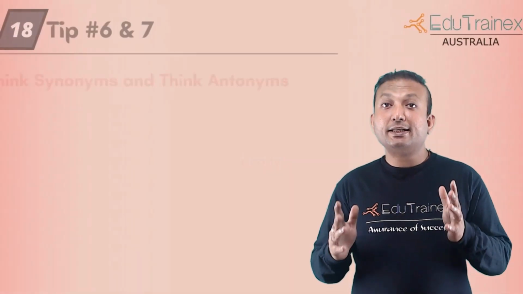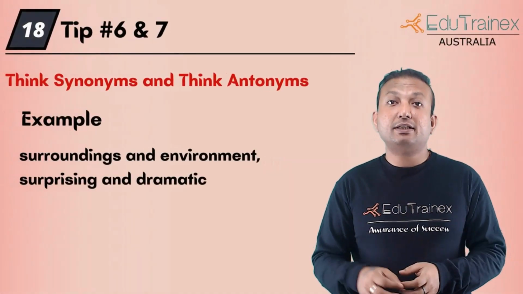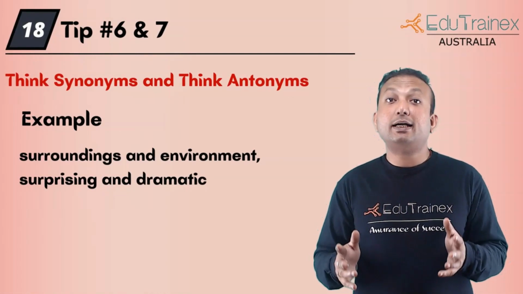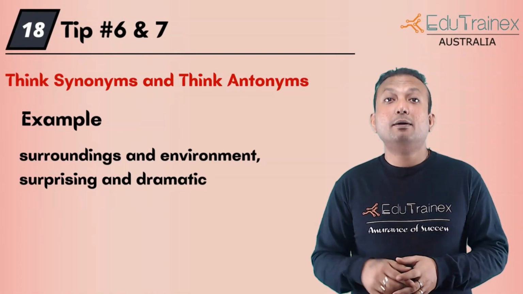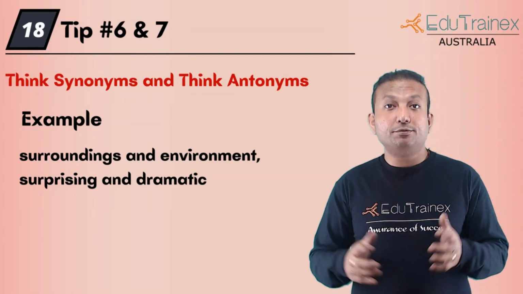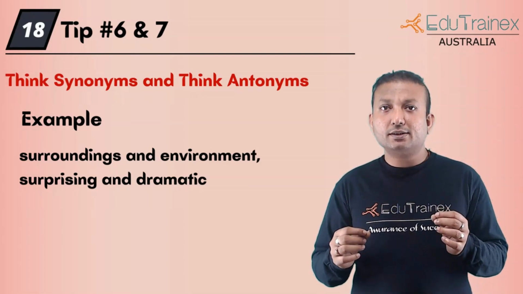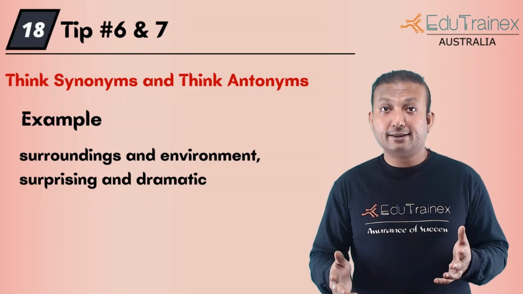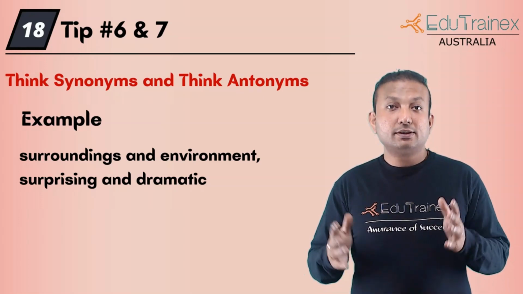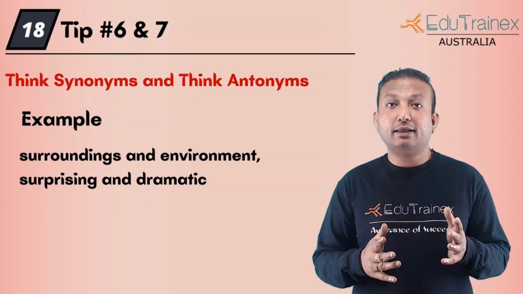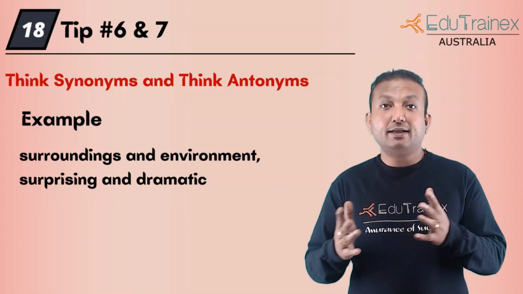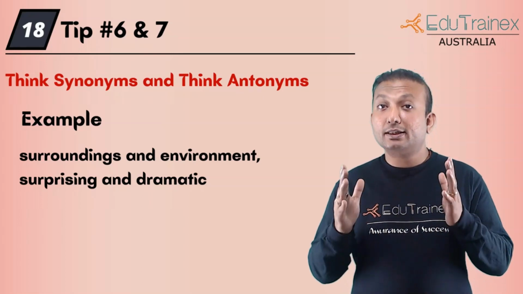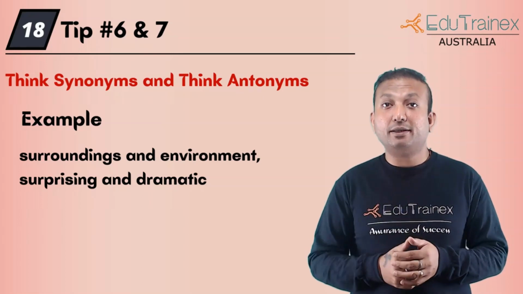Tip number 6 is think synonyms and tip number 7 is think antonyms. You need to think about the synonyms and antonyms of the words mentioned in the text. If you are stuck, consider words that have similar or opposite meanings to the surrounding text. For example, surroundings and environment, surprising and dramatic. So be watchful of the words with similar meanings. That is going to help you.